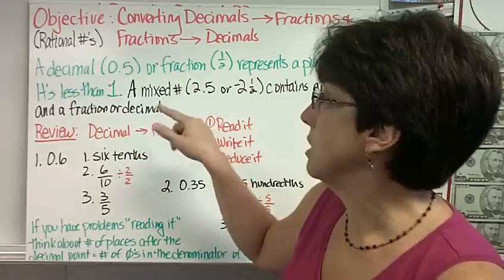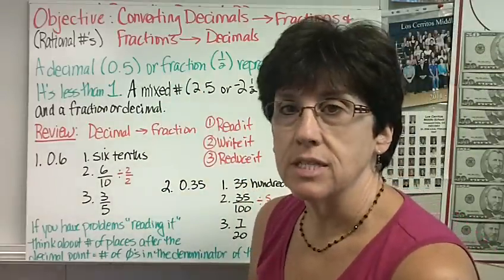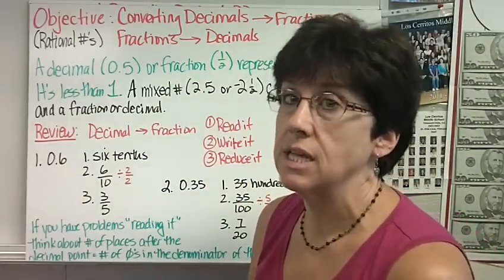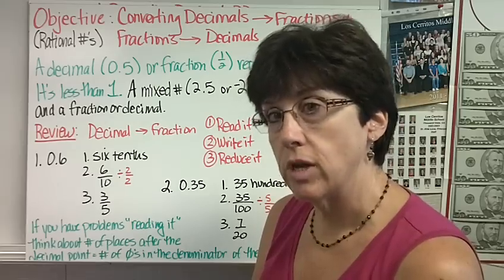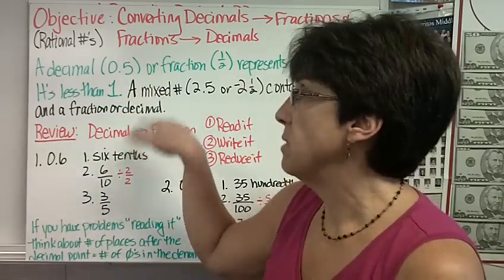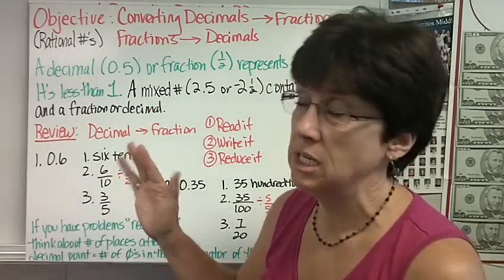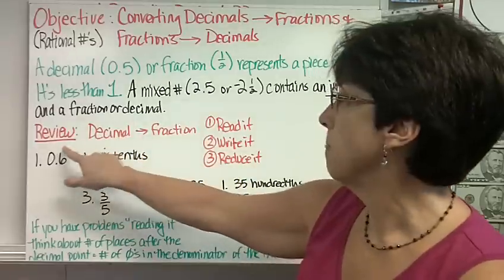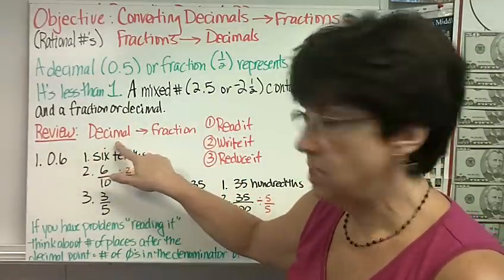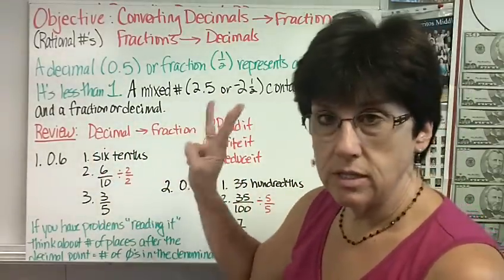Okay, so that's something that you need to really realize is when people talk about decimals, it's less than 1, and when we talk about fractions, they are less than 1. But people say decimals and fractions when they mean a number that has a decimal or fraction, but technically they're less than 1. Okay, so for review, to change a decimal to a fraction, 3 steps.